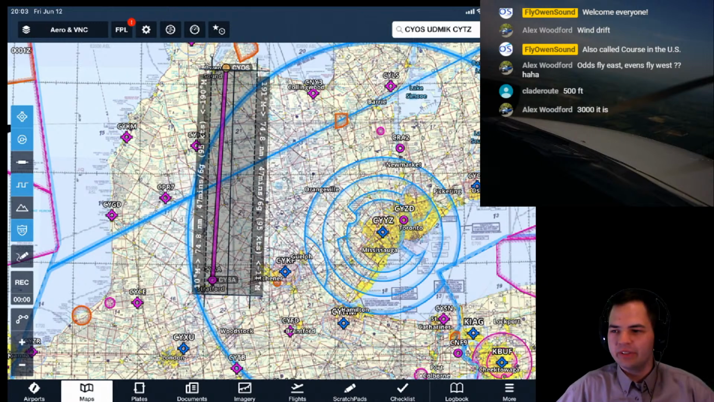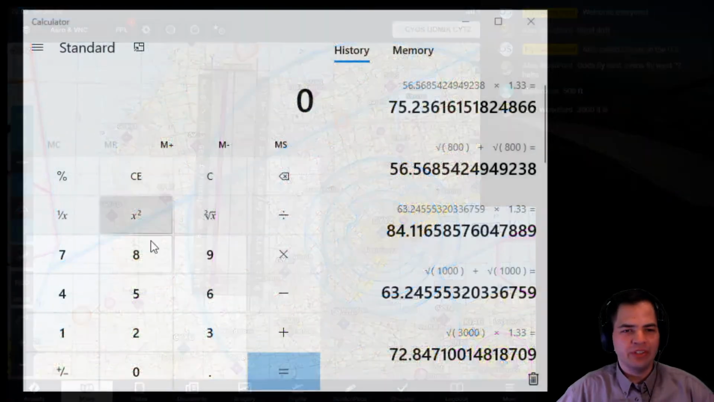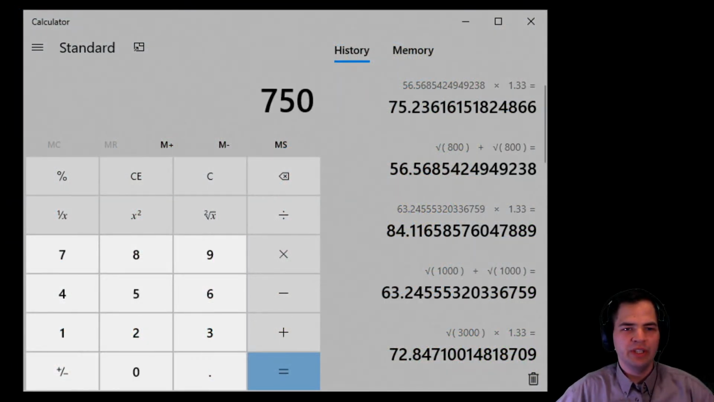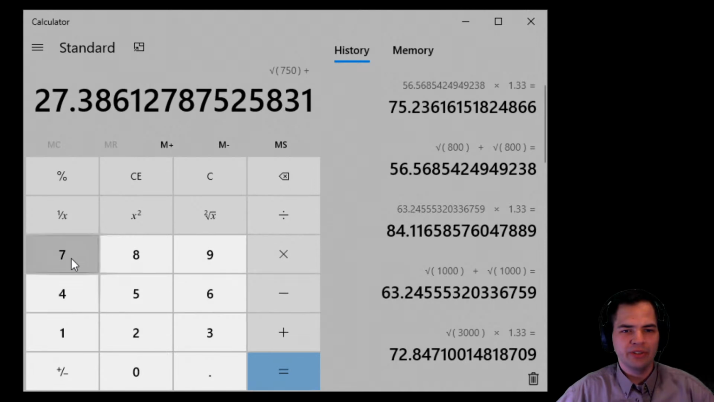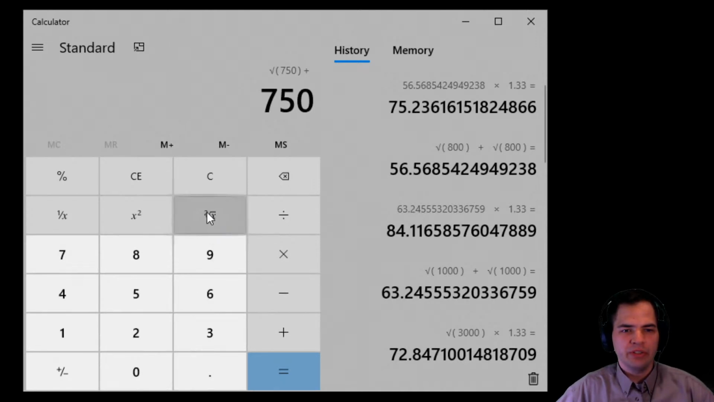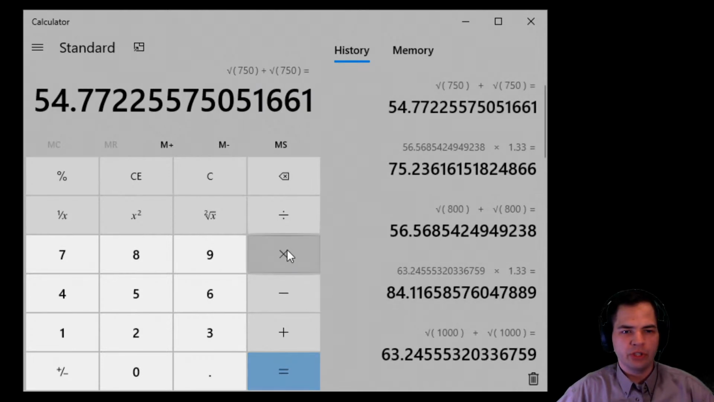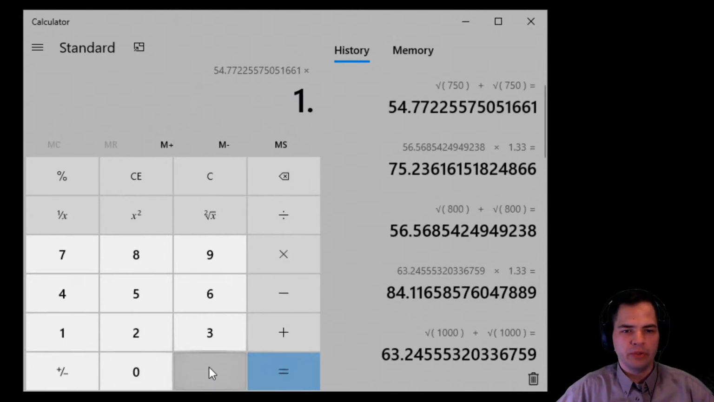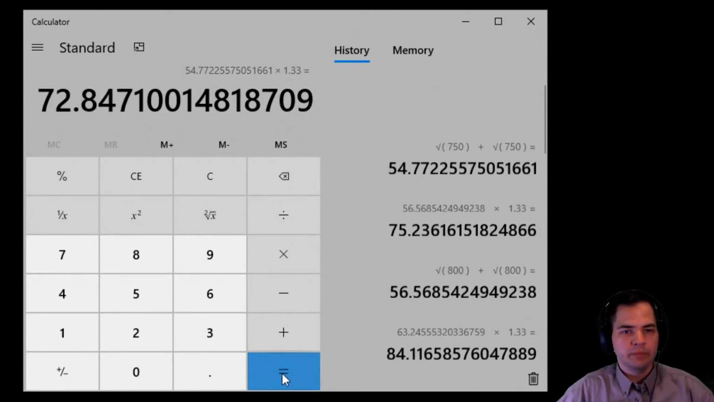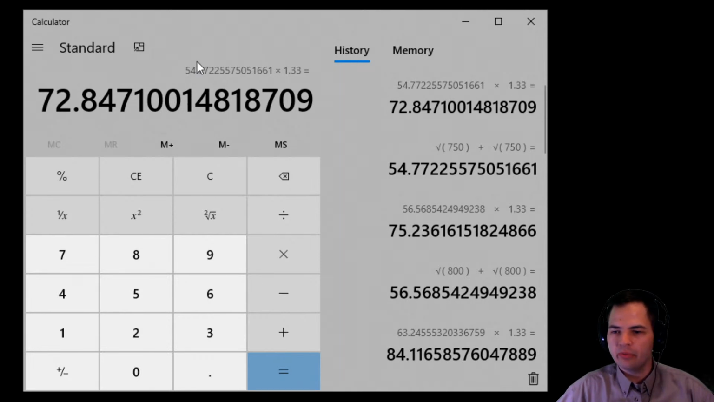Let's be real specific. Let me see if 750 feet would get us there. 750 square root plus 750 square root. Result of that is 54 and change times 1.33. 72. There you go. So it's about 750 feet. If we were at 750 feet in the circuit, we could reach an airplane in the circuit in Stratford. That's kind of neat.